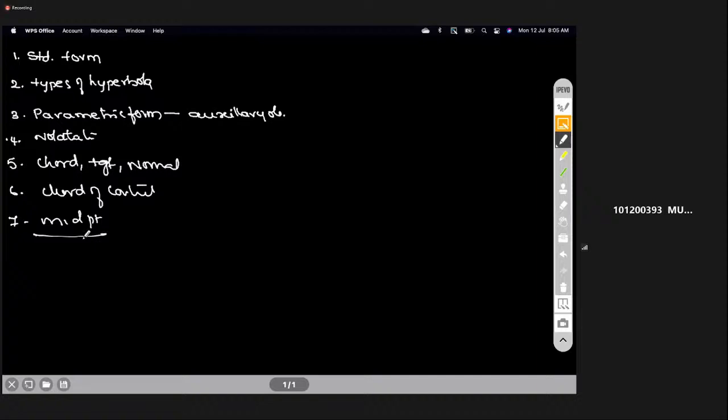Because in this chapter, one special thing is there: the rectangular hyperbola and the asymptotes. Except these asymptotes, everything is there for this week's syllabus. Except asymptotes, everything is there for this week's syllabus. Okay? Right.